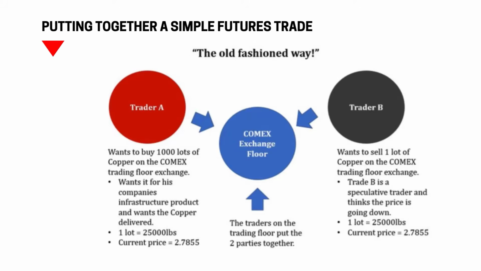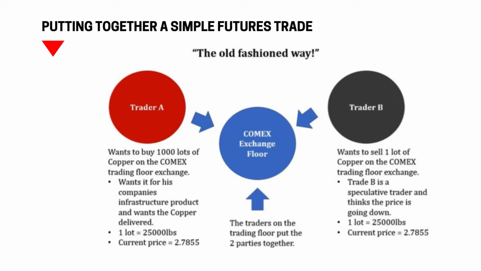Now he goes to the COMEX exchange floor, and at the same time trader B wants to sell one lot of copper. Now he's a speculator and he thinks the price is going down, so he's quite happy to sell. So he also goes to that COMEX exchange floor, and it's the COMEX that puts the buyer and the seller together. Now trader A and trader B have been put together under the contract through the COMEX for this copper trade. Now eventually they'll want to close out the trade. We know that trader A wants to keep it through to expiry to get the actual physical metal, whereas B wants to close out just because he's more interested in the price movement.